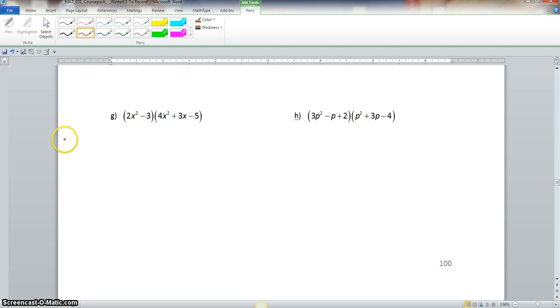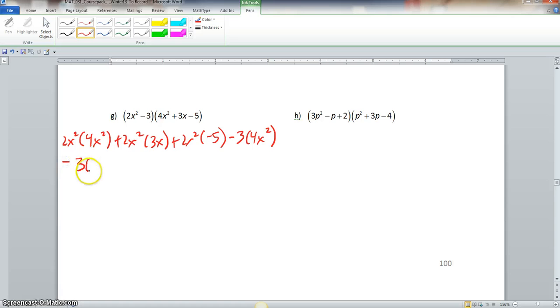So let me go here to try and get myself enough room. So you add 2x squared times 4x squared plus 2x squared times 3x plus 2x squared times a negative 5. Then we will have our minus 3 times 4x squared, and then minus 3 times 3x, and minus 3 times a negative 5. So 2x squared times 4x squared is 8x to the 4th.